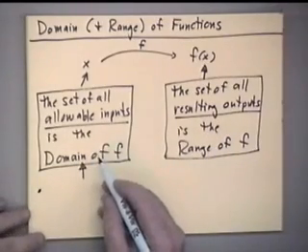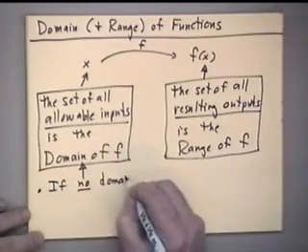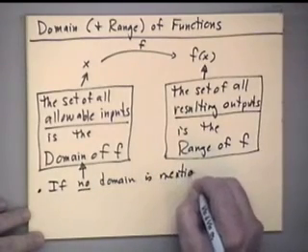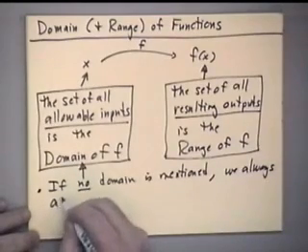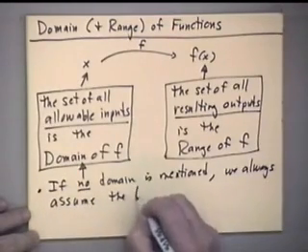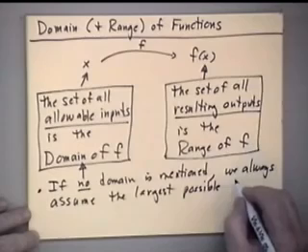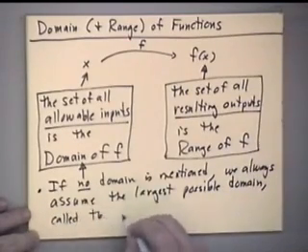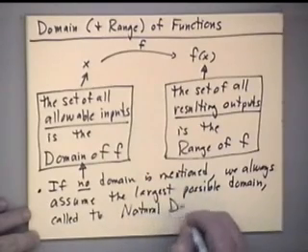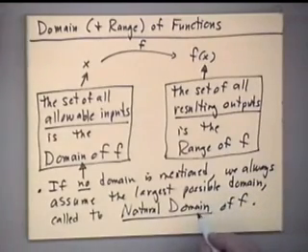And very often we will not even mention the domain of a function, so we need to address that issue. If no domain is mentioned, which often happens, we will make the following assumption. We will always assume the largest possible domain. That's what we always do so that we don't have to keep writing down domains for every function. We'll always assume the largest possible domain, called the natural domain of the function f. So the natural domain of a function is simply the largest possible set of allowable values that the function will act upon.